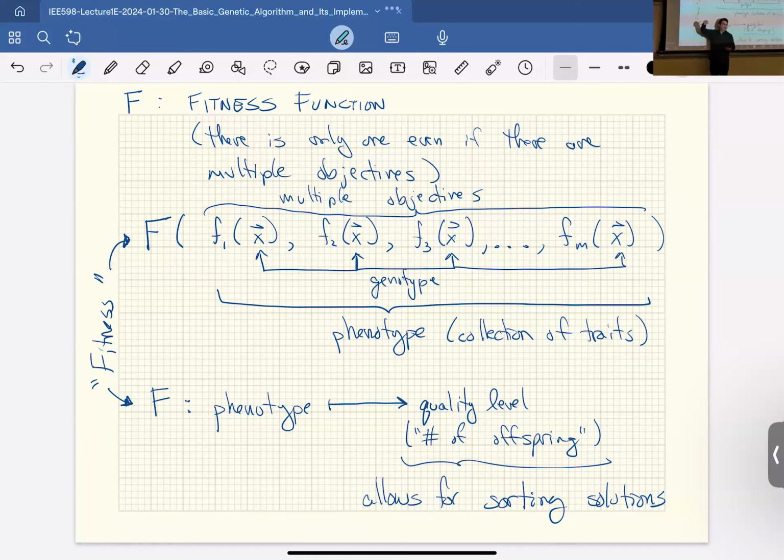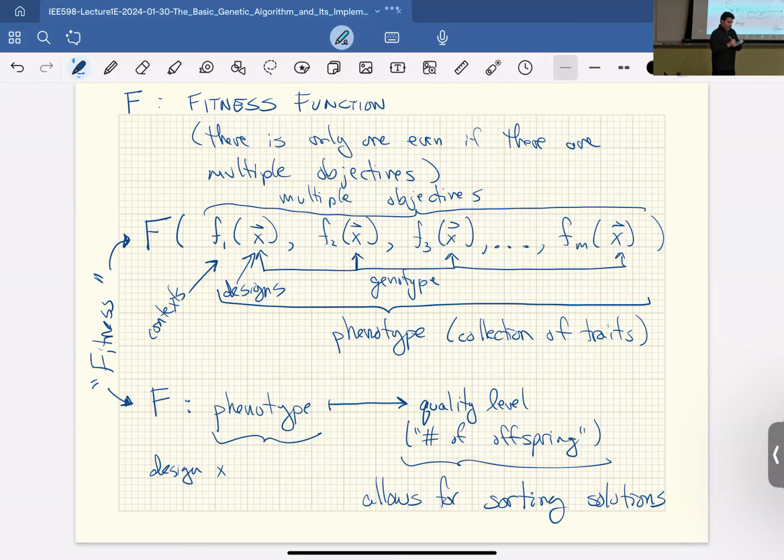So this still has that G by E: you get your phenotype by combining your genotype, your design choices, with the context. So you can think of these as the context and these as the designs. And then the phenotype is a combination of the design and the context, and with the phenotype, thus the fitness.